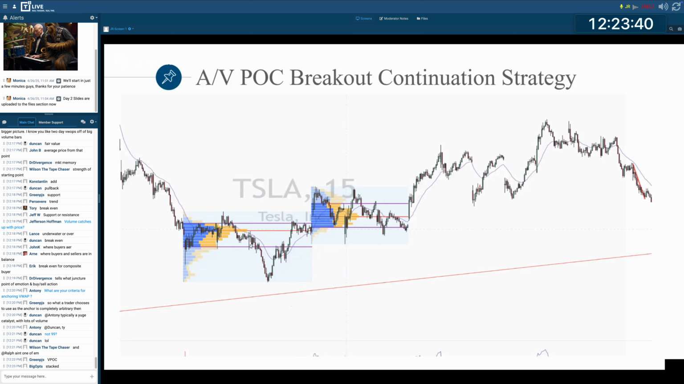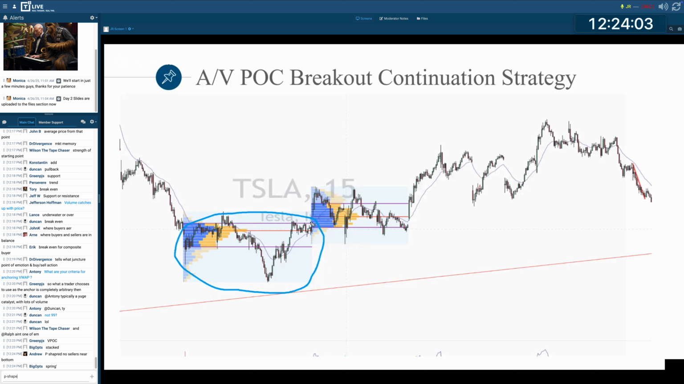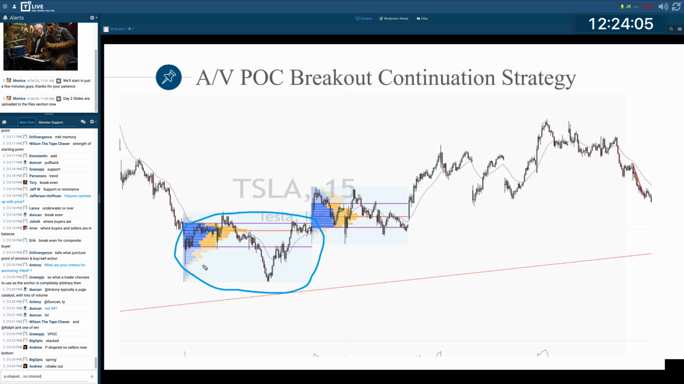So you have your accumulation here. Now, by the way, what does this profile tell us in terms of this being a cumulative low? What does this profile tell us right here about this being an accumulative low? What is this telling us? Yeah, no sellers near the bottom.